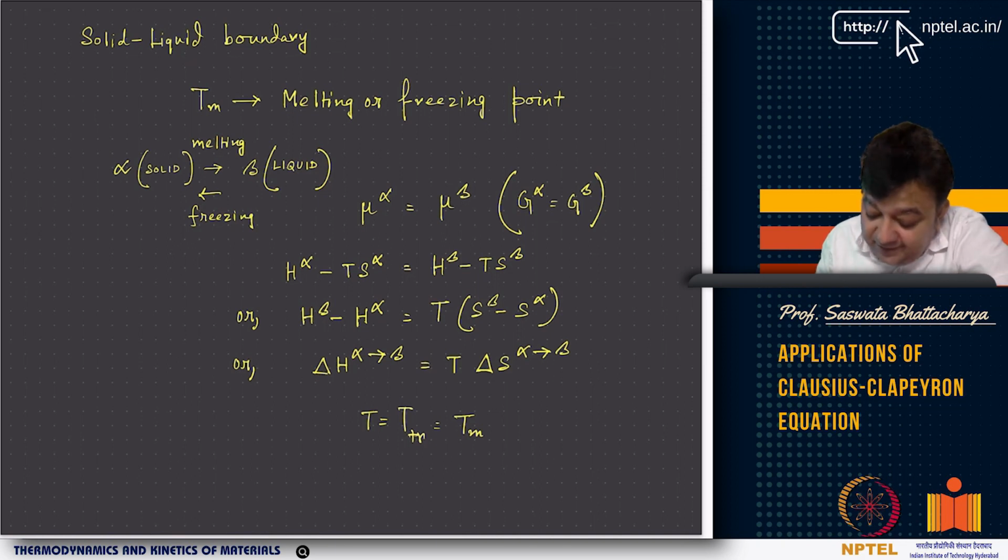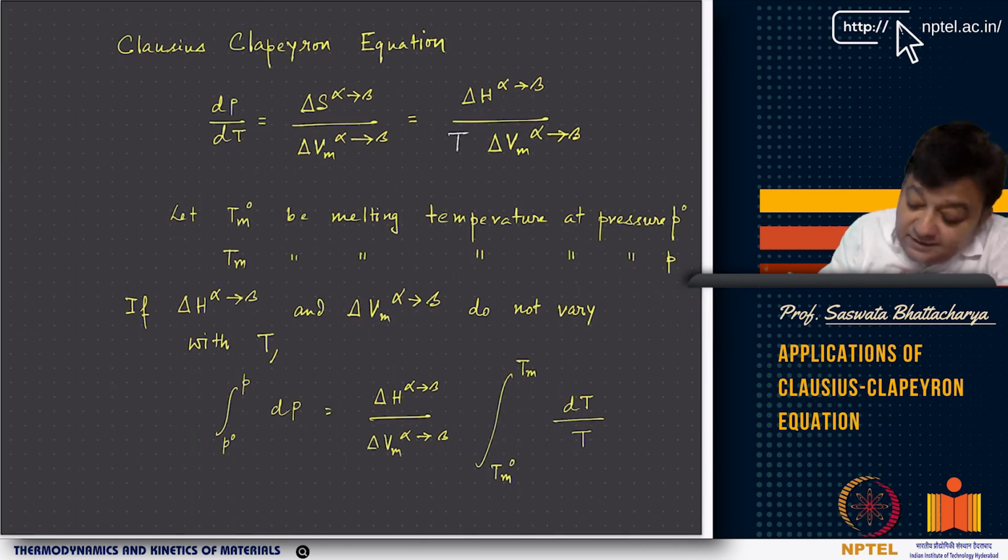There is a nice relation that you get. H beta minus H alpha is the enthalpy of transformation from alpha to beta, which equals T times the entropy of transformation from alpha to beta. Again, each quantity is calculated per mole. So now you can rewrite this as dp by dT equals delta S alpha to beta over delta Vm alpha to beta. Now replace delta S by delta H alpha to beta over T, so dp/dT equals delta H alpha to beta over T delta Vm alpha to beta. What is T? T is basically TTR or Tm.